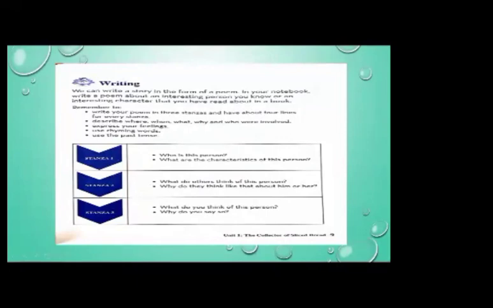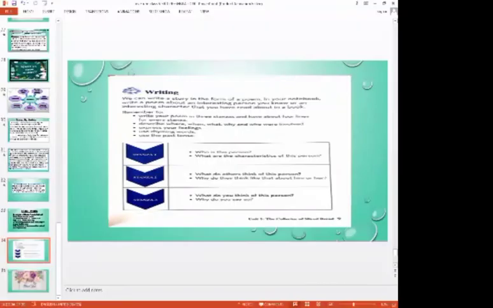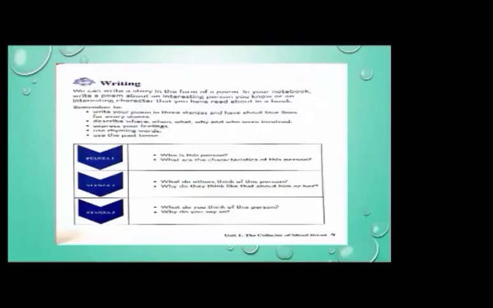It is a creative work. You have to write a story in the form of a poem. In your notebook, write a poem about an interesting person you know or an interesting character that you have read about in the book. You will write your poem in 3 stanzas and have about 4 lines in each stanza. Describe where, when, what, why, and who are involved. Express your feeling, use rhyming words, and use the past tense.